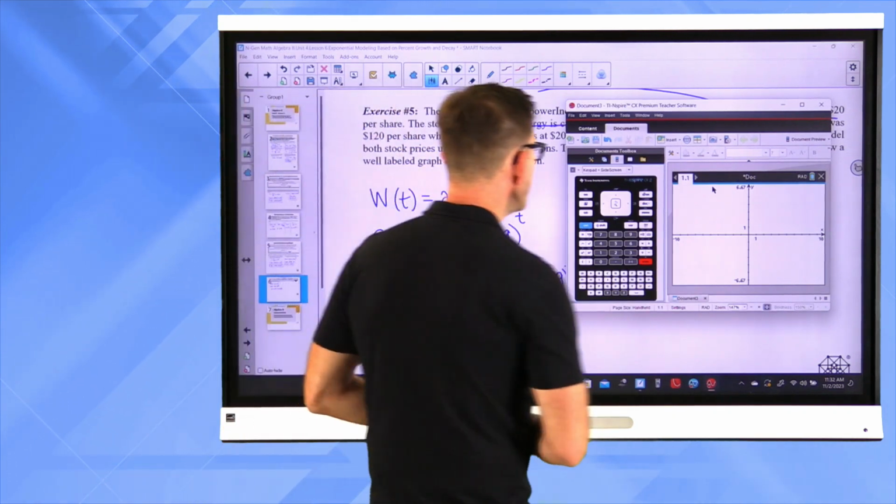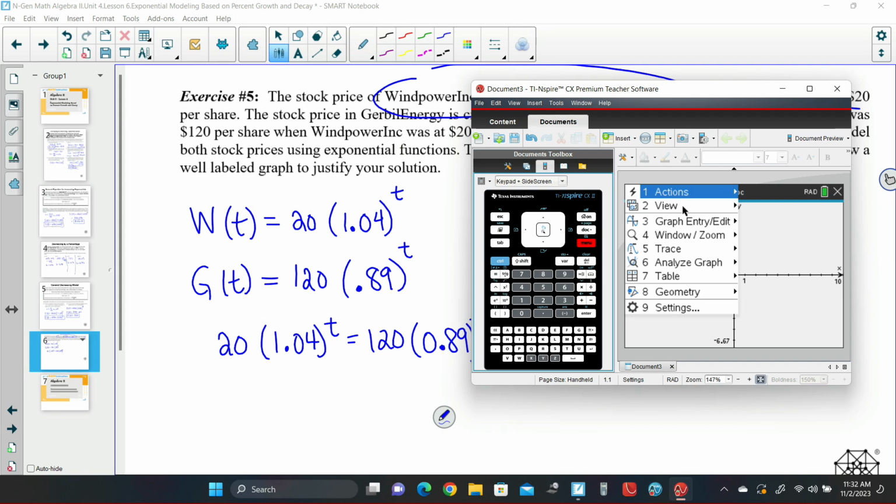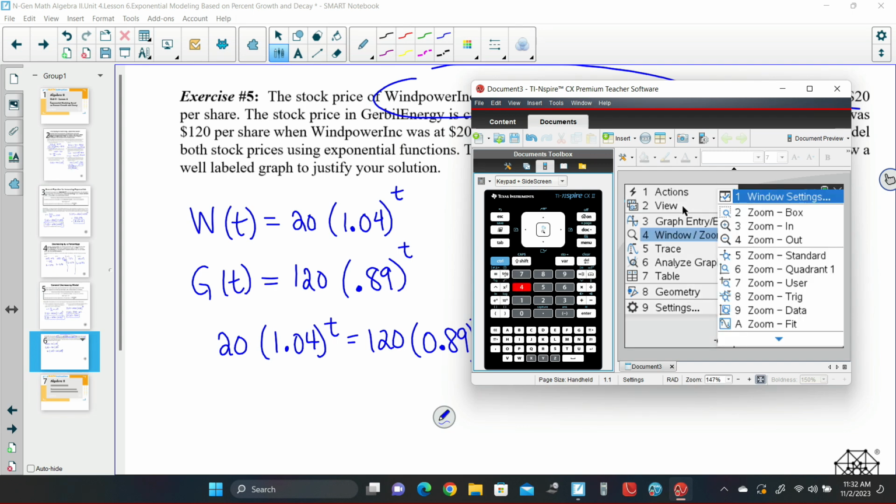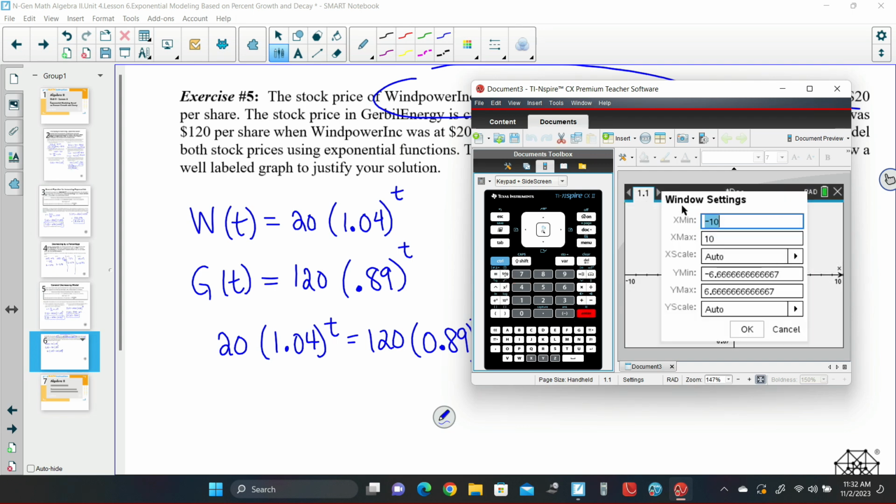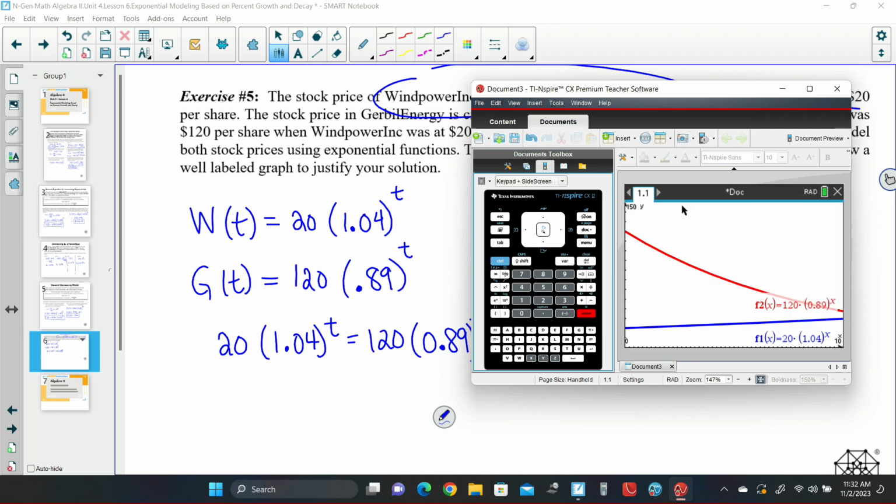So let's go into our menu and work on our window. I'm going to go into my window settings. Might as well start with X-min at 0. I don't know how big X max is. Maybe 10 is fine, so I'm going to leave it alone for right now. But one thing I know for certain is I'm not going to have any minimum values that are negative. And my Y max, I mean, I started at 120 on gerbil power and then I decreased. So maybe I'll put my Y max at 150.